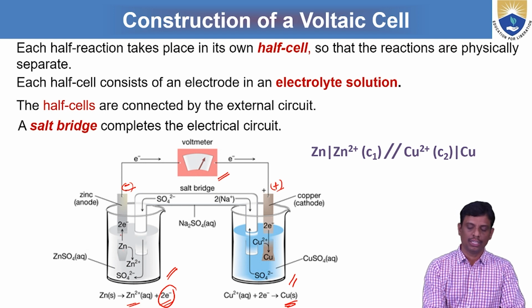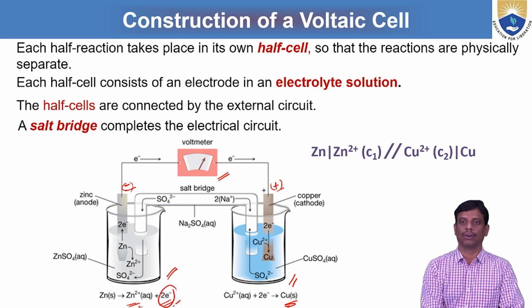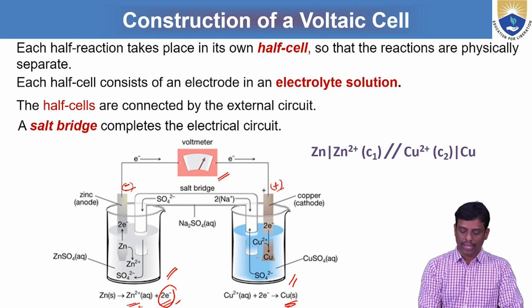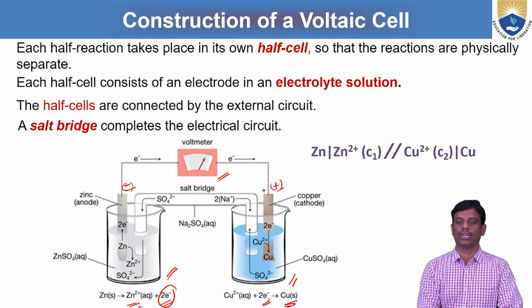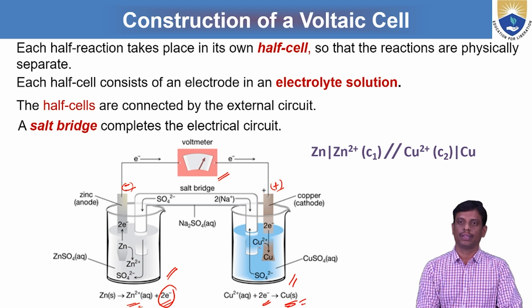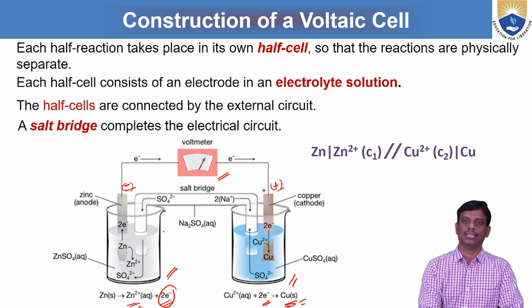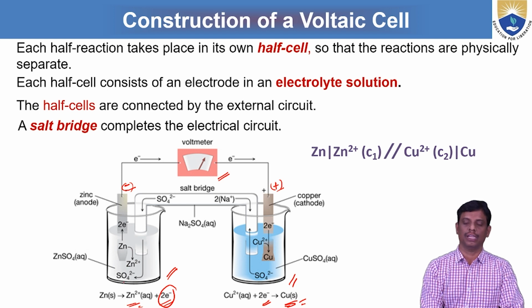That's why zinc acts as the anode electrode. Here zinc is converted to zinc 2 plus and releases the 2 electrons. The copper gains the 2 electrons and is converted to copper solid. This copper solid is deposited on the surface of the copper electrode. Through this redox reaction, the potential is generated in the cells.